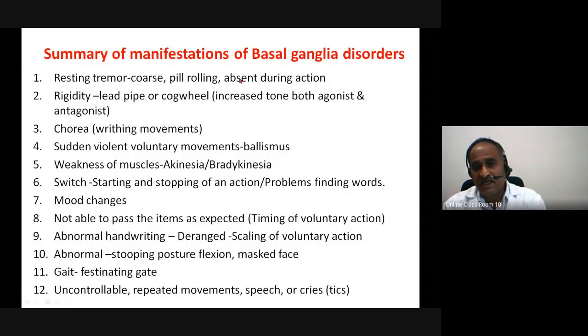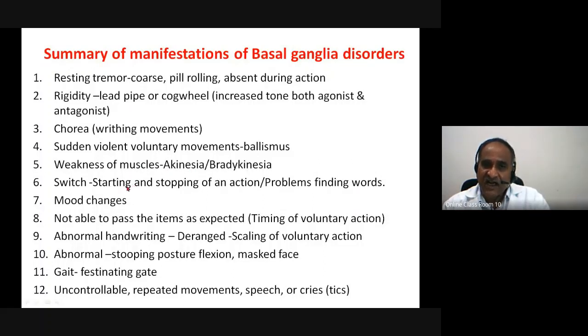Summary of the manifestations of the basal ganglia disorders: the resting tremor, the coarse, pill rolling, absent or abolished during action. That means these are resting tremors. Rigidity, lead pipe or cogwheel type, because of the contraction of both agonist and antagonist groups of muscles. Chorea, because of the writhing movements and intermittent violent motions. Sudden violent voluntary movements, that is ballismus. The weakness of the muscles, the poverty of movements, akinesia or bradykinesia.